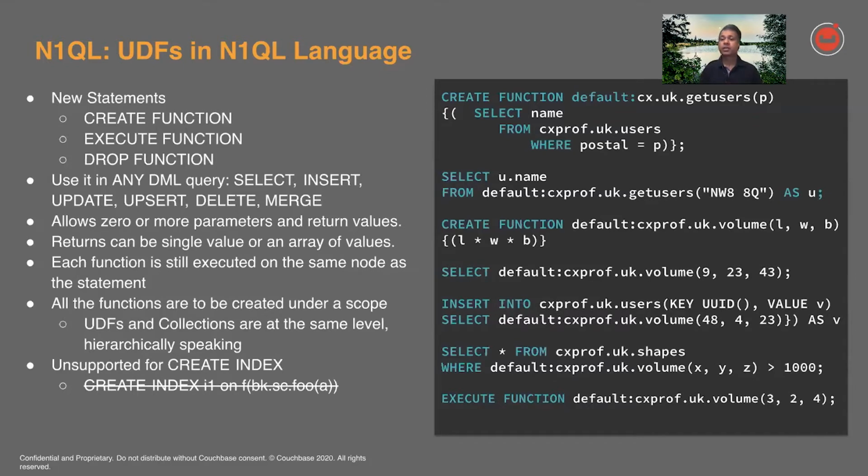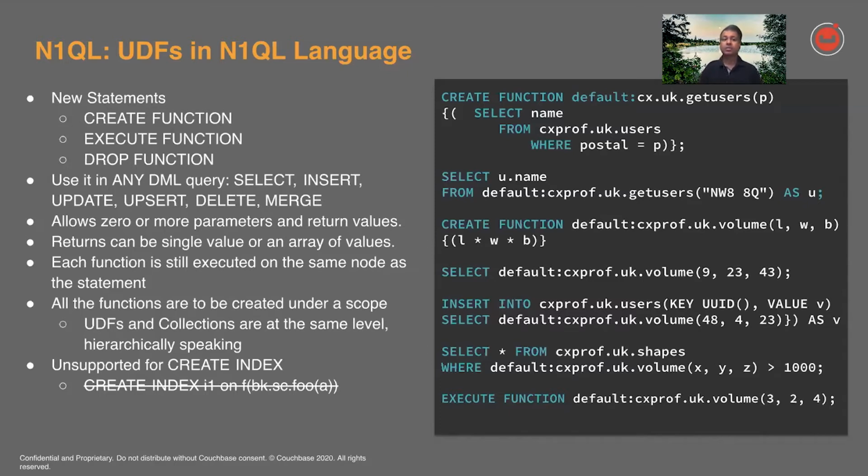All of these functions have to be created under a scope. There's of course a default scope, and while these functions can be invoked with execute function or any DMLs, they cannot be used as a key to the index. Only built-in scalar and array functions can be used. User-defined functions are not yet supported in the create index statement.